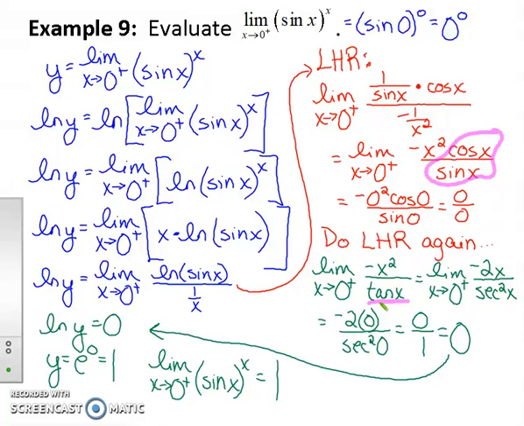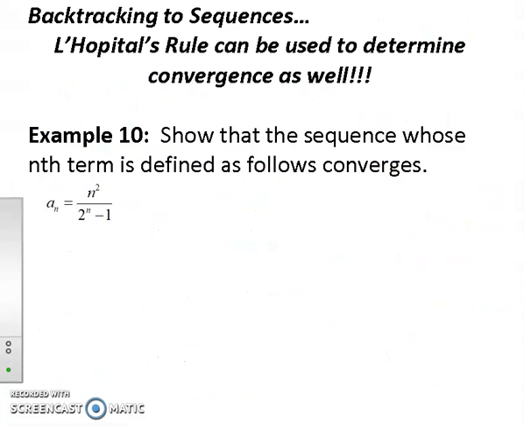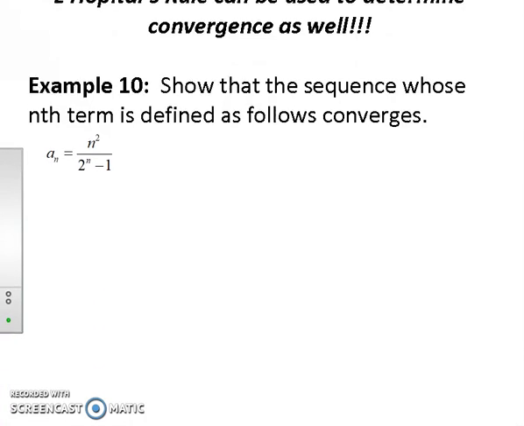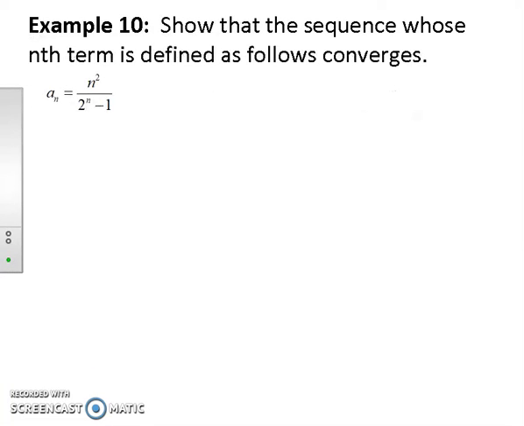So I've told you that one of the reasons that we were learning L'Hopital's rule is so that it could help us with the whole convergence and divergence of sequences that we've been working on. So the next example that we're going to look at actually has to do with that. So here in example 10, we want to show that this sequence does converge. So we need to evaluate its limit as n goes to infinity.